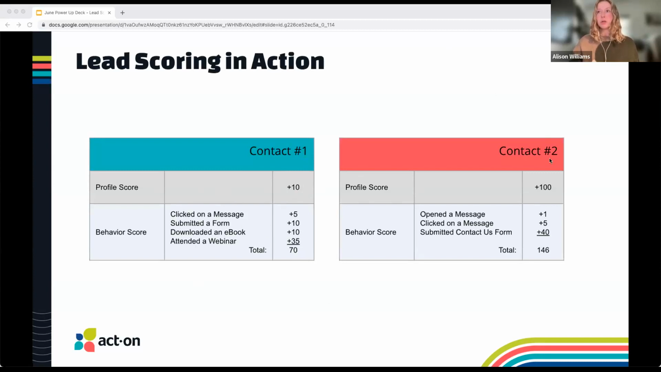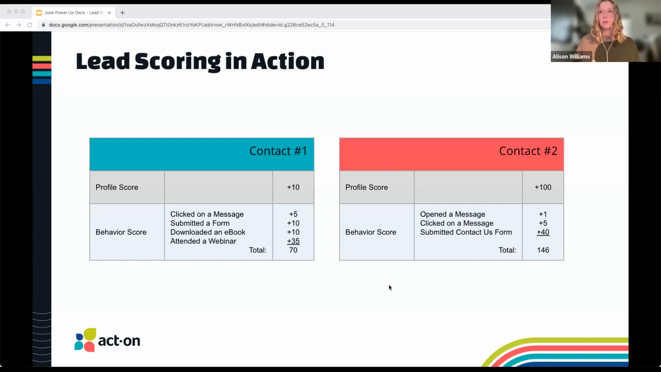But contact number 2, their profile score is quite a bit higher. It's 100. Their activity isn't as high in this example. They've opened a message, clicked on a message, submitted a contact us form. Even though their overall behavior score is maybe lower, I might want to reach out to them anyway because of their profile score. It's much higher.